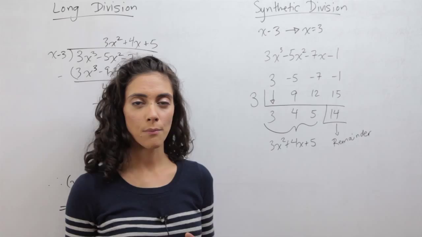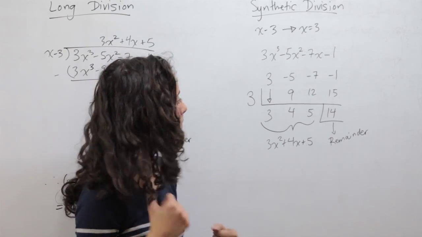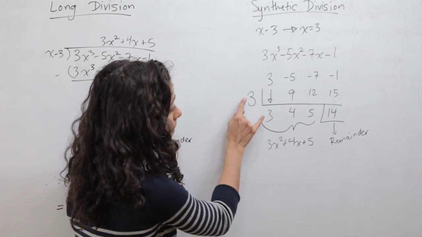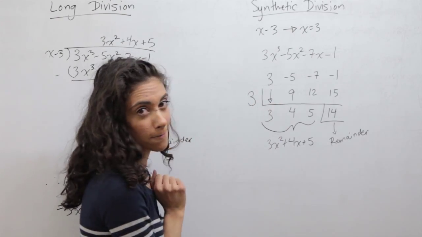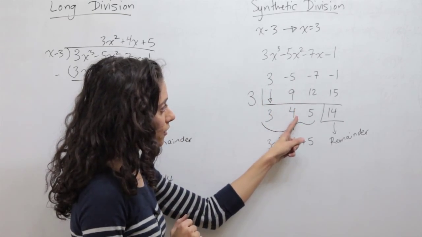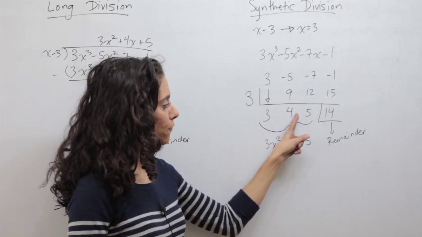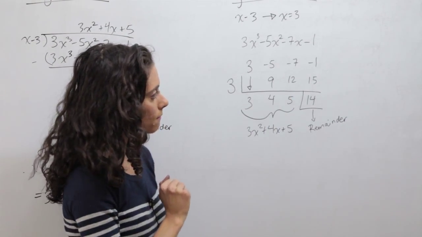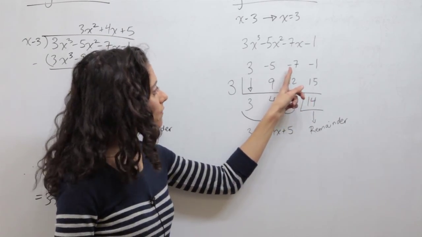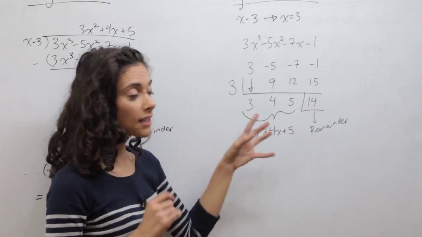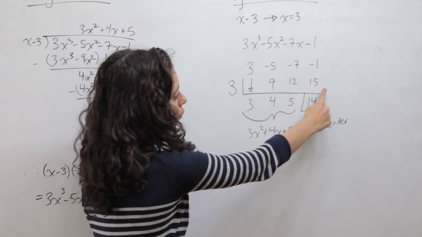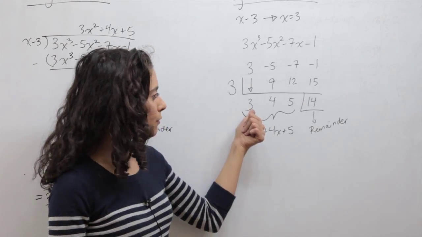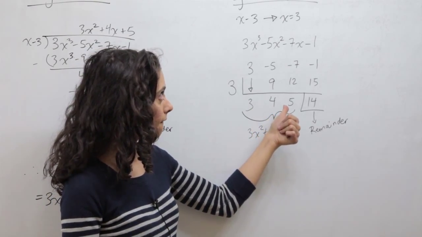And now if you memorize this following process, you'll get the same result as we did before. We drop down the first coefficient. Now we multiply these, we write it there. We add downward. Negative 5 plus 9 is 4. Repeat. We multiply these, we write that there. We add downward. Negative 7 plus 12 is 5. And one more time, we multiply these. We write it under there. And adding, we get 14. Now look at the numbers we got below. 3, 4, 5.